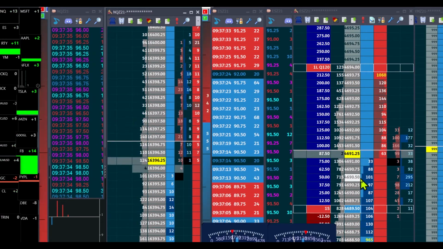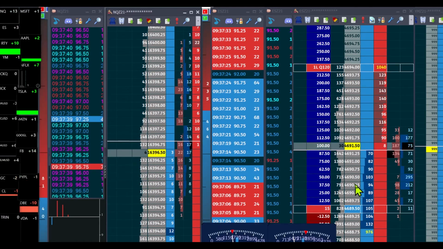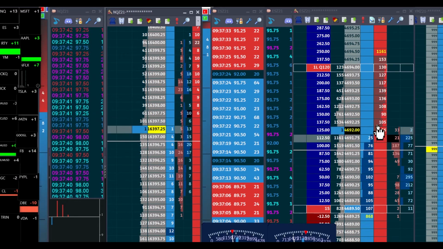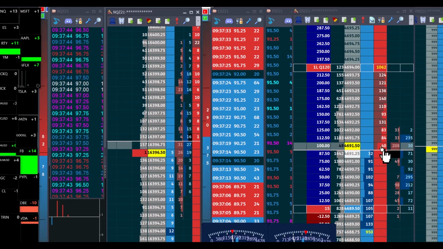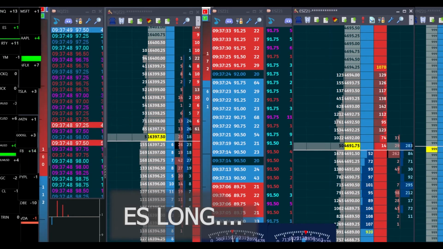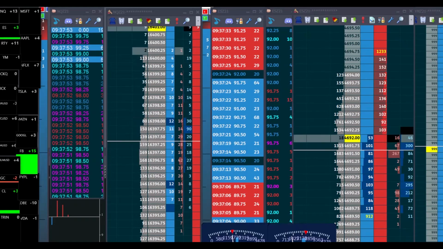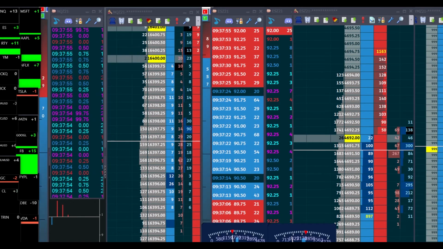Here we are. Got out of the Nasdaq. Trying to see if I can get a runner here on ES. Really love to get this. I'm going to just bail out right here. Okay, there we are. Nice, nice, nice. Here we are.